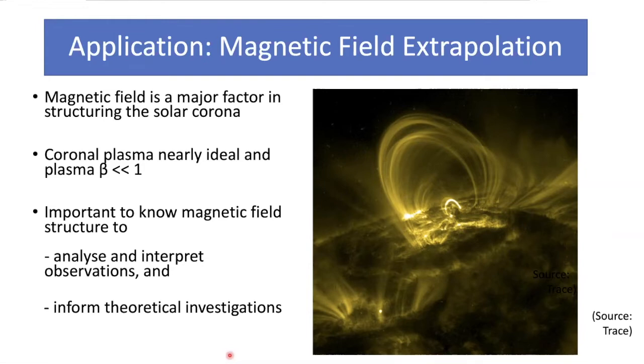We know that the coronal plasma is nearly ideal, and the plasma beta is usually smaller than 1. And that is one of the reasons, this nearly ideal condition, why we think that the plasma is directly linked to the magnetic field, and that what we observe highlights, traces out the magnetic field lines, or the structure of the magnetic field. On the other hand, we also know, because the magnetic field is one of the dominant factors in the coronal structure, that it is important for analyzing and interpreting observations, but also to inform theoretical investigations. So that links into what I've said before in the previous two slides.